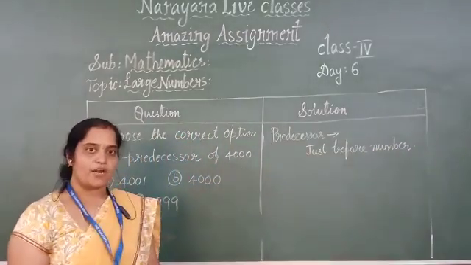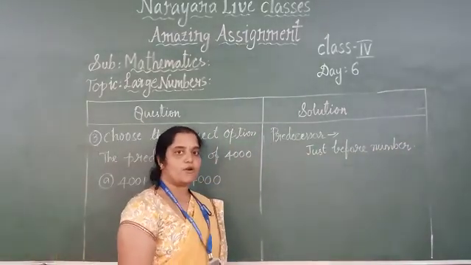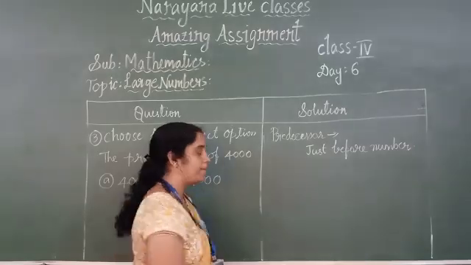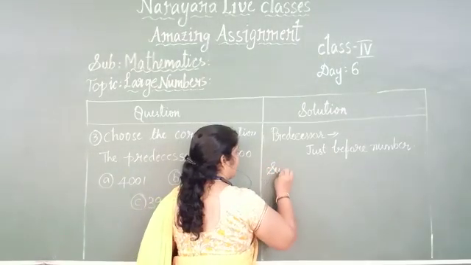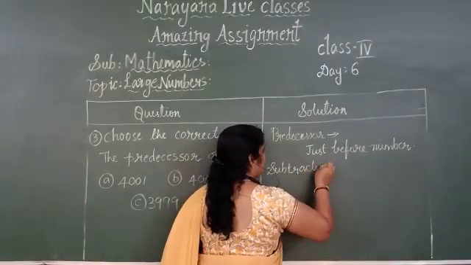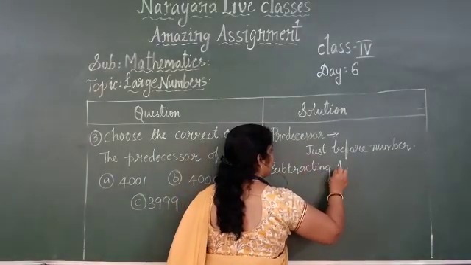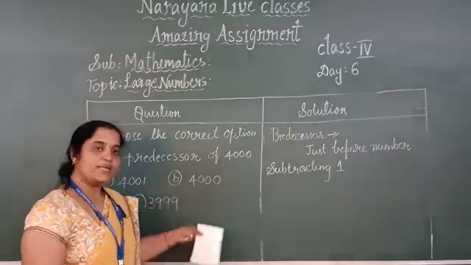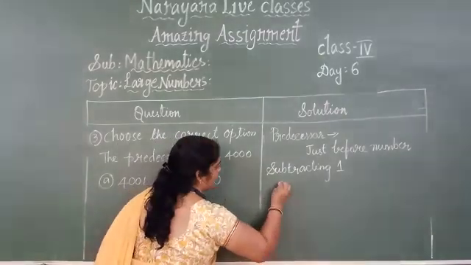Just before number. How can we get just before number? We can get just before number by subtracting 1 from the given number. What is the number they have given? 4000.